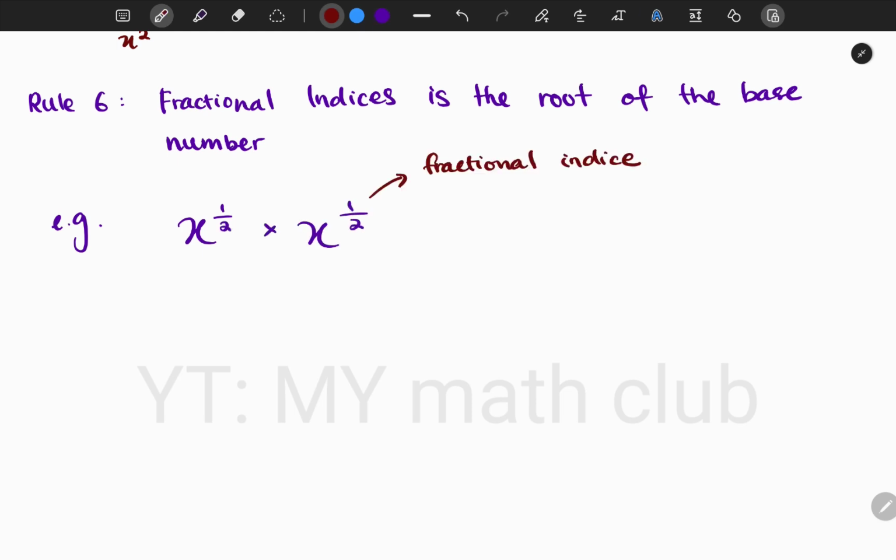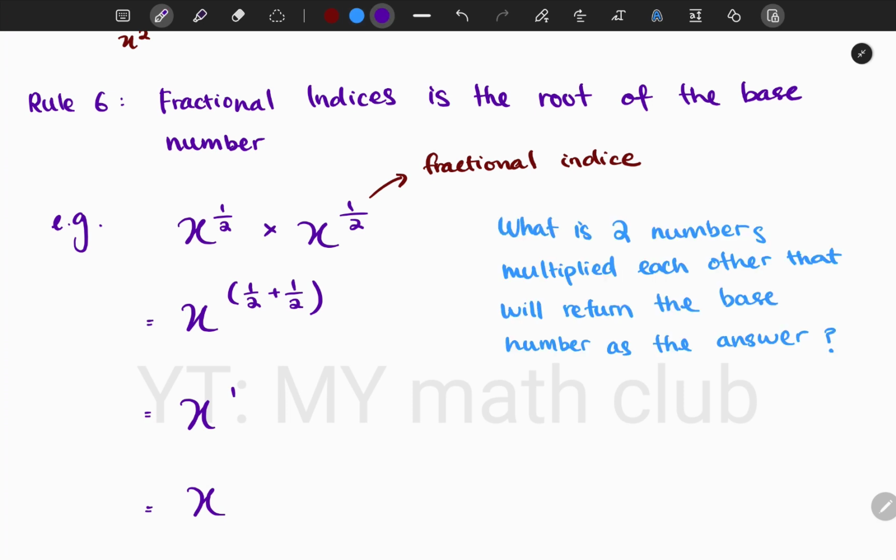So those are fractional indices. And we can apply the first rule to sum the powers, and we can find x raised by the power of half plus half. And then add them together, you get x raised by the power of 1, which is also x.